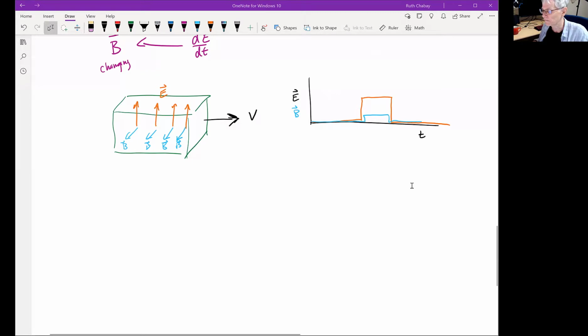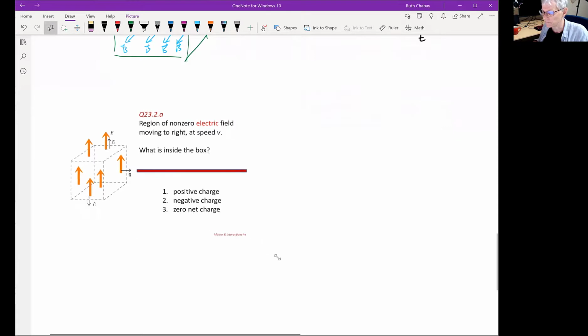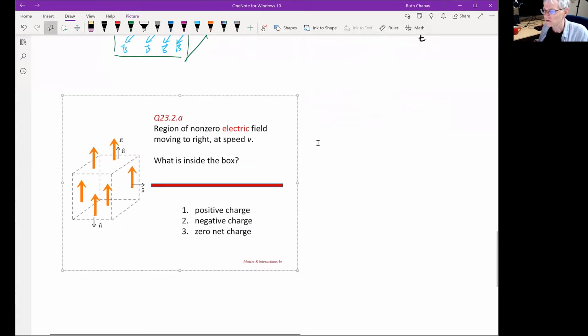So the first one is Gauss's law, and that's pretty easy. So we have this region of non-zero, we're just going to think about the electric field for a minute, okay? Non-zero electric field moving to the right at speed v. The electric field is uniform everywhere. So we use this box as our Gaussian surface, okay? And we measure the electric field all over the box. It's uniform everywhere. And so the question is, what does Gauss's law tell us about what's inside the box?